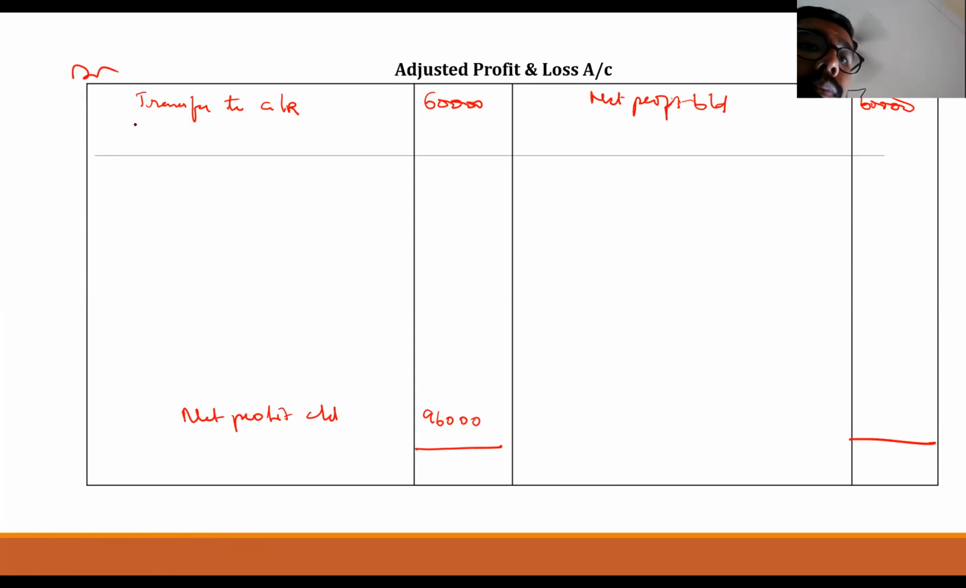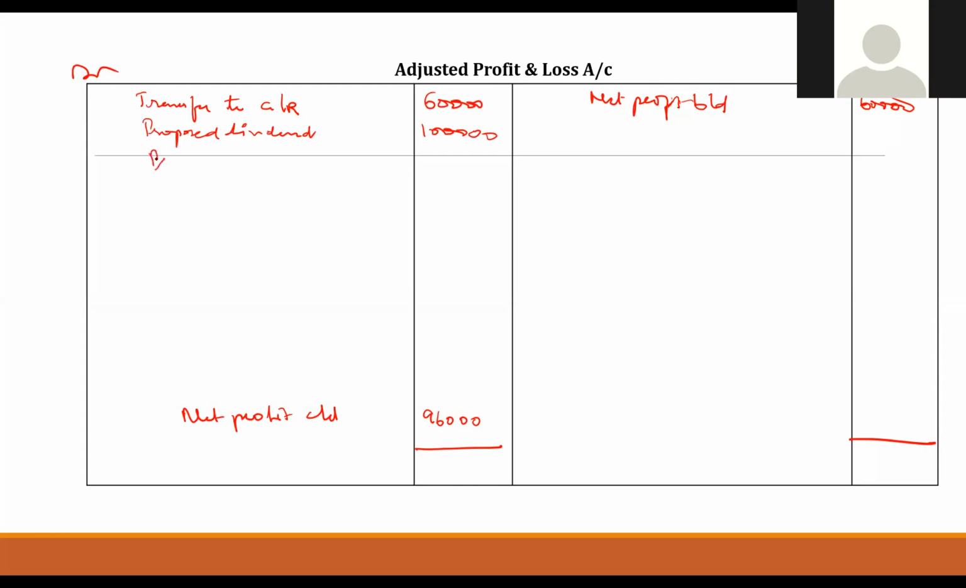Then proposed dividend. Proposed dividend, 1 lakh. 1 lakh will appear. Don't forget, the current year proposed dividend will appear in the adjusted profit and loss account. Proposed dividend is over. Next item.